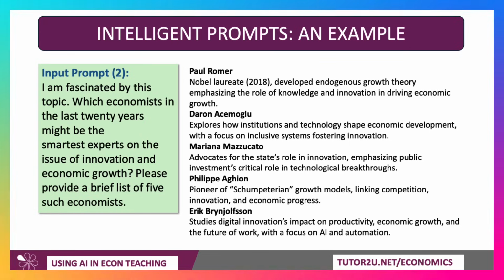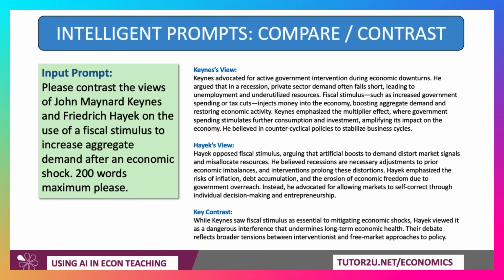Now, I didn't know much about the last 2 there, Philippe Aghion and Erik Brynjolfsson. I really want to find out more about those so I could continue the conversation. I've heard of Romer, I've definitely heard of Acemoglu, and I know the work of Mazzucato. Let's get a look at fiscal policy here. So sometimes you can use prompts to get the AI to compare and contrast.